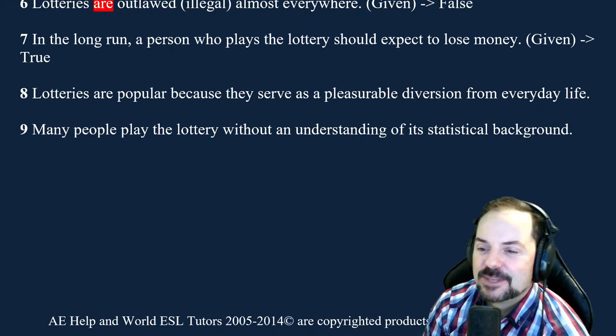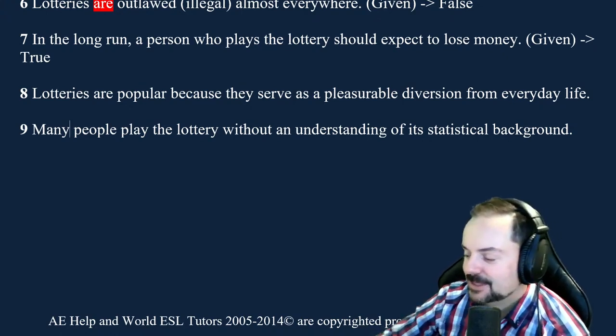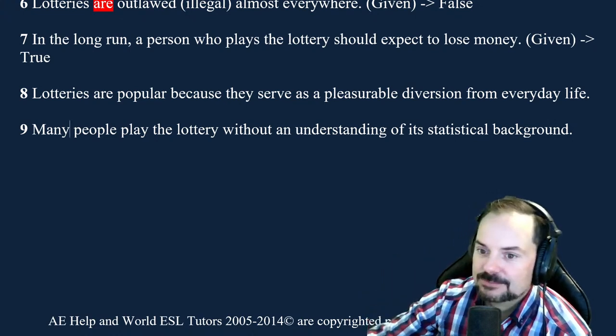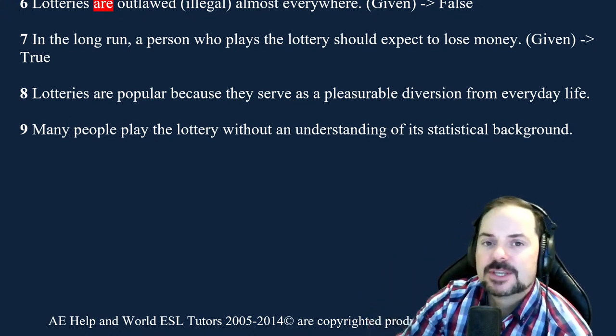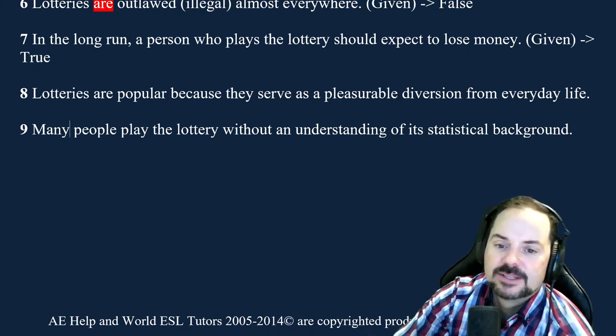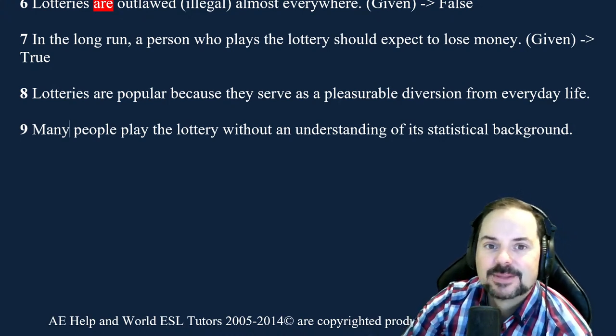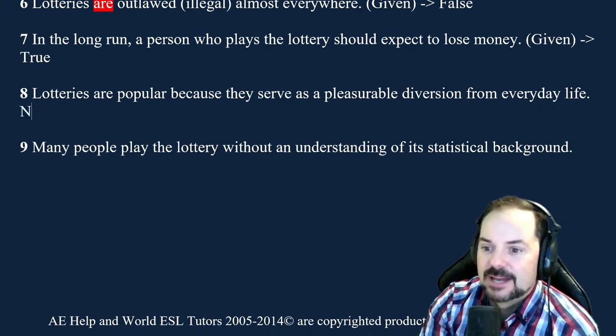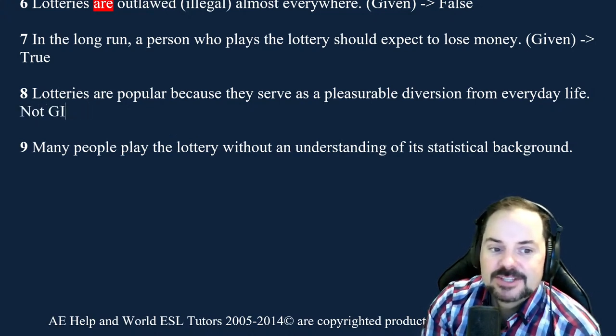Keep it simple. Use your logic. Sorry, can you repeat that? Yeah, so does the author say that lots of people play the lottery so they don't have to pay attention to life? No, this is not important. Very good. Not given. Yeah, it's not.